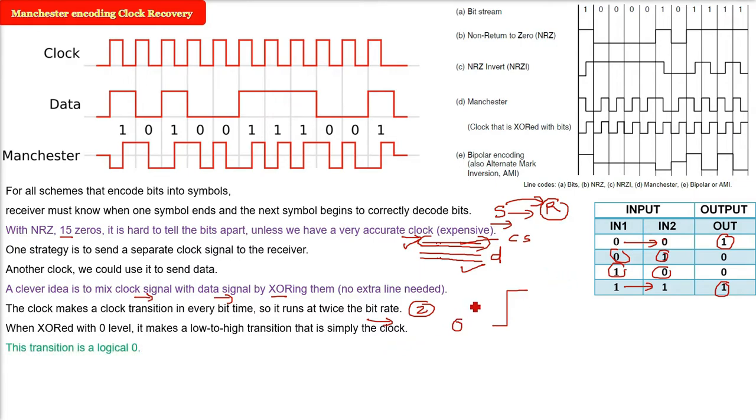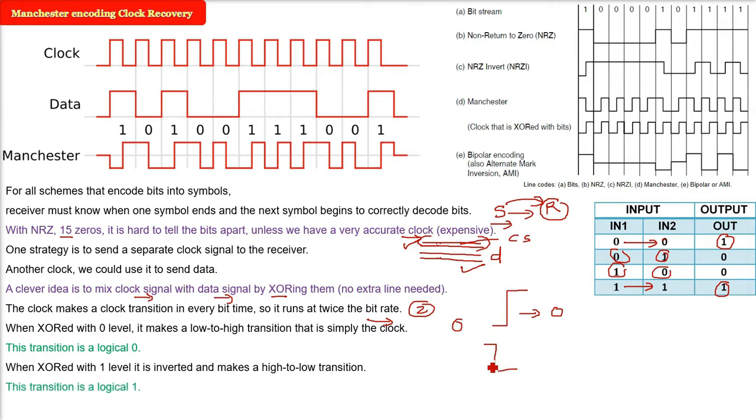So the transition can be termed as a logical 0. When it is XORed with a 1 level, it will be inverted, and now it will make a high to low transition. So the transition is a logical 1. What I am trying to suggest here is that whenever you see a 0, it will be like this. Whenever it is 1, it will be like this. The whole story is this. So you see here, whenever we have 0, it is going like this. Whenever we have 1, it is going like this. Take anywhere. 1, so it is going like this. Again we have 1, then we have 0, so it is going down. So this scheme is called Manchester encoding, and this was used for classic Ethernet.